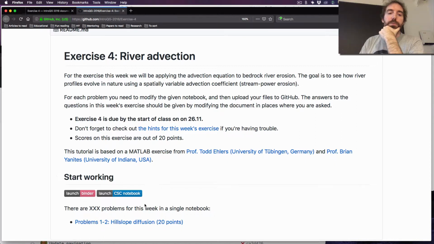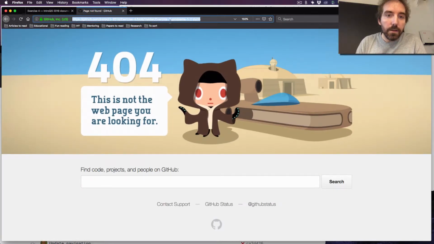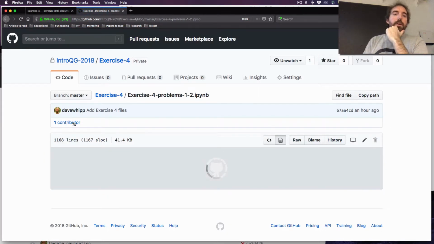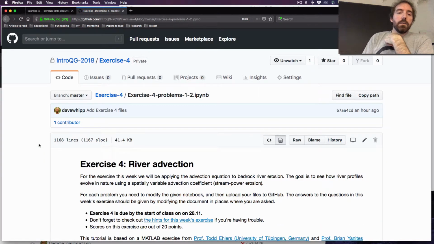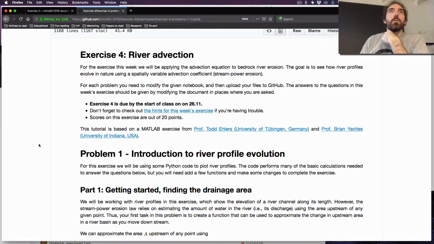And there's one notebook. And the link actually points to the wrong one right now. So I'm going to click this and then hopefully this works. So in our one notebook, there's 2 problems and several parts for each problem.